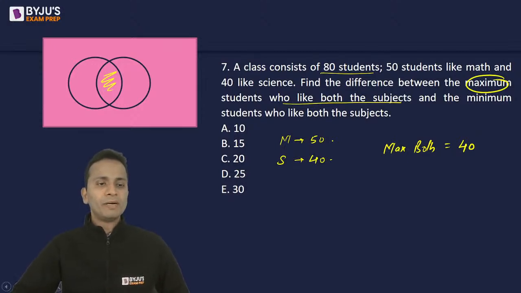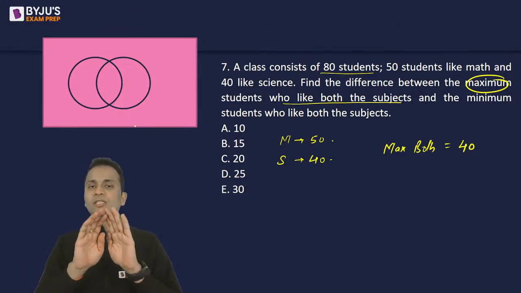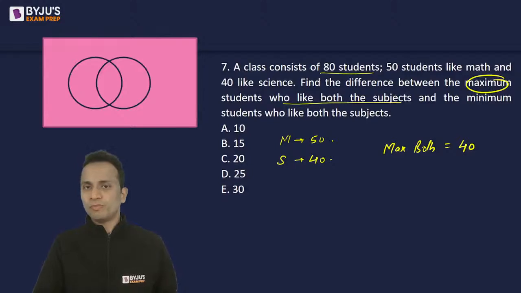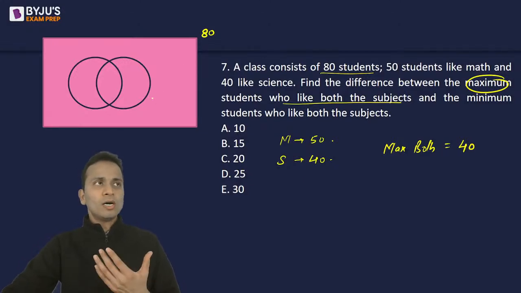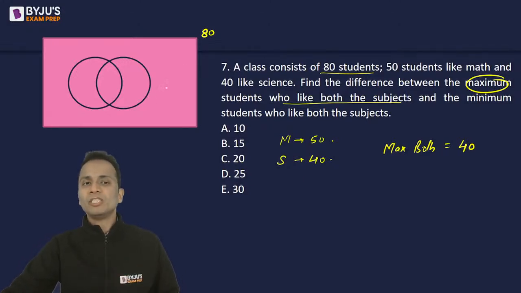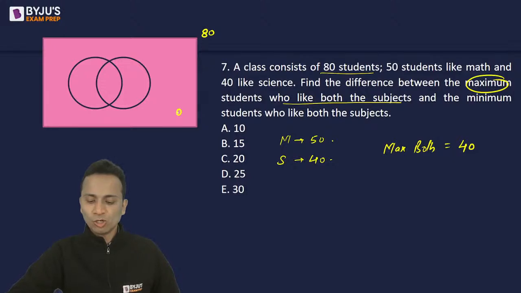Now I have to minimize this number. That means I need to minimize this overlapped region. If I want to minimize this overlap region, the circles will be as far away as possible. The farther apart they are, the better. So if the total number of students is 80, to minimize the overlap, the circles will be away from each other, and hence I will put the outside portion as 0. That means there will be no person who likes 0 subjects.